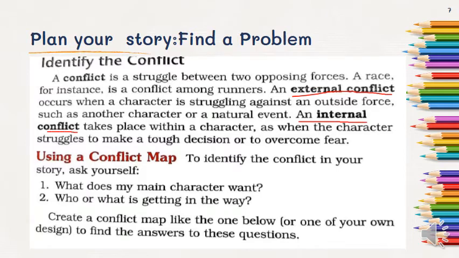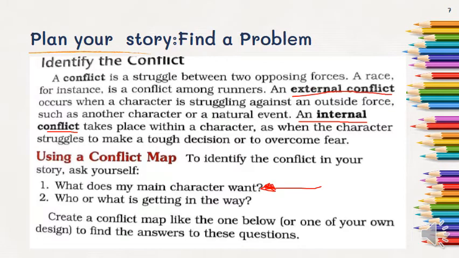Okay, and there is another kind of conflict, an internal conflict. What's this? A conflict that's inside. It takes place within a character, as when the character struggles to make a tough decision or to overcome fear. Something that the main character is going to feel and consider and think about and struggle from inside. We can also use a conflict map to identify the conflict in your story. Ask yourself, what does my main character want? Who or what is getting in the way? This is a very, very important question. What does the character want? What does he or she want to do?